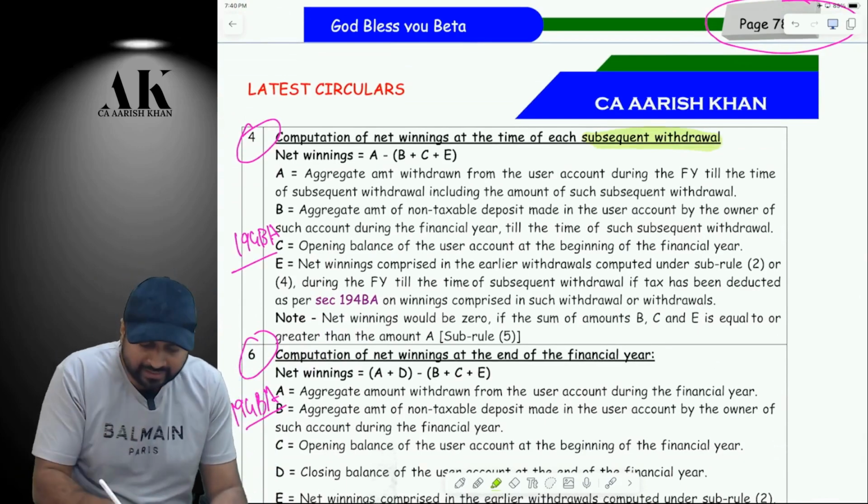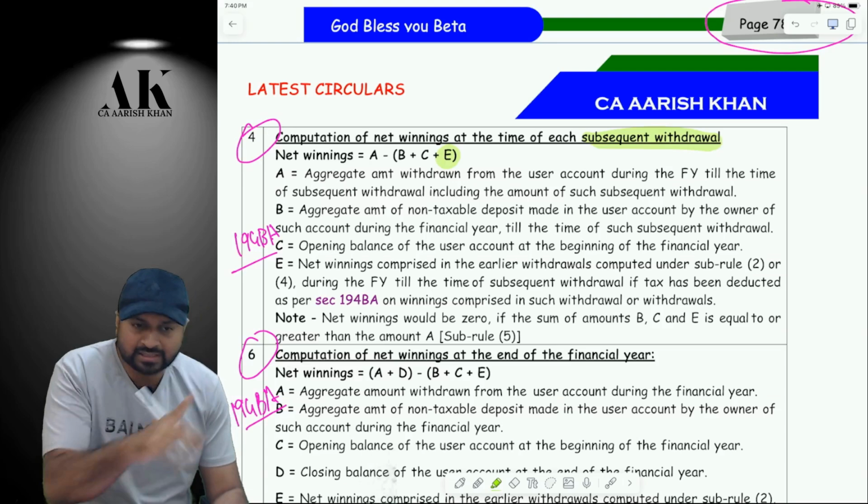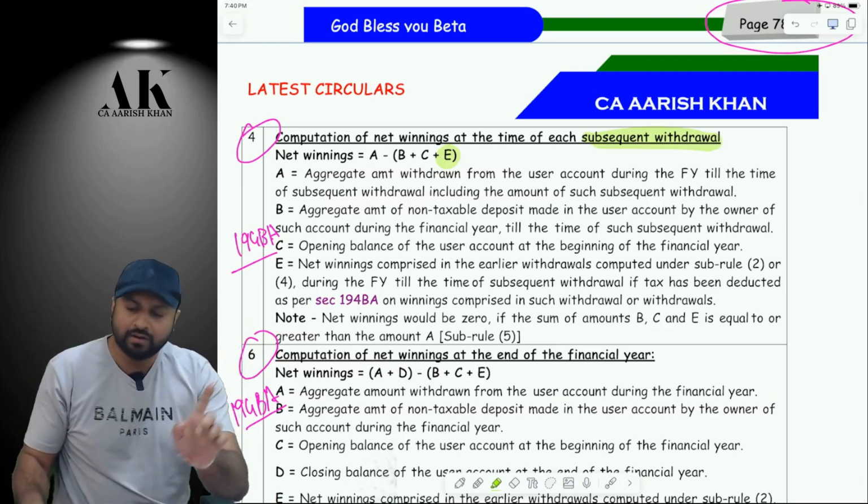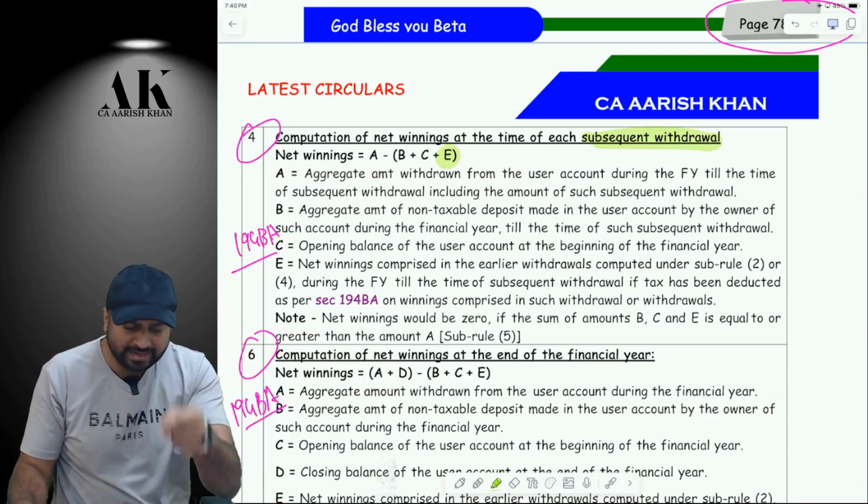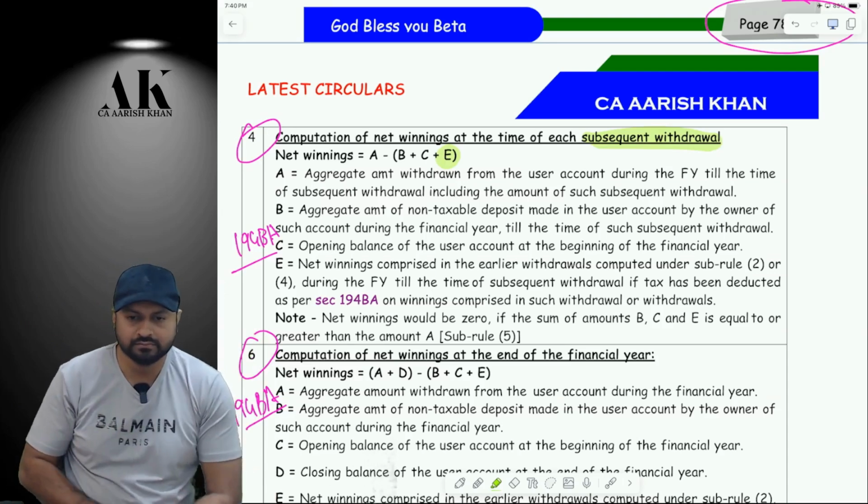In this formula, everything is the same. Just one addition has been made. See on the board, E has been added. The rest is the same. What is E? That I will explain to you. But A, B and C are the same only. Are you clear?